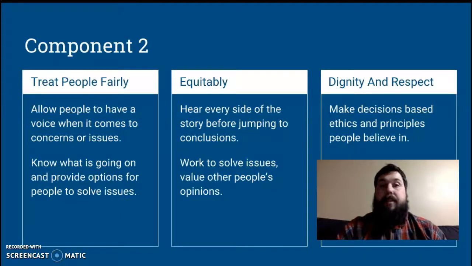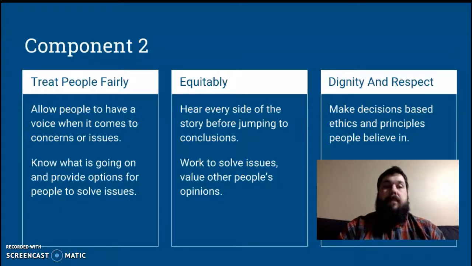How does an administrator treat people fairly or equitably and with dignity and respect? I think you have to really look at how do you allow people to have a voice when it comes to expressing concerns or issues. With that, you have to know what is going on and then be able to provide options for people to solve issues on their own, or you can give possible solutions yourself.